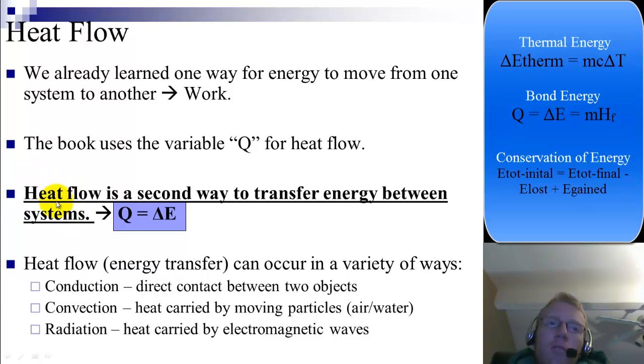So heat flow is what it's called, transfer of heat by heat flow, and the book uses the variable Q. I don't know why particularly, except that H is often used for enthalpy, which is something different that we can talk about later. So the variable H is taken up, so they use Q to represent heat flow. Just like work causes a change in energy, heat flow also causes a change in energy. So heat flows, which means energy is transferred from one object to another, and there are actually three different mechanisms by which thermal energy or heat flow can occur.